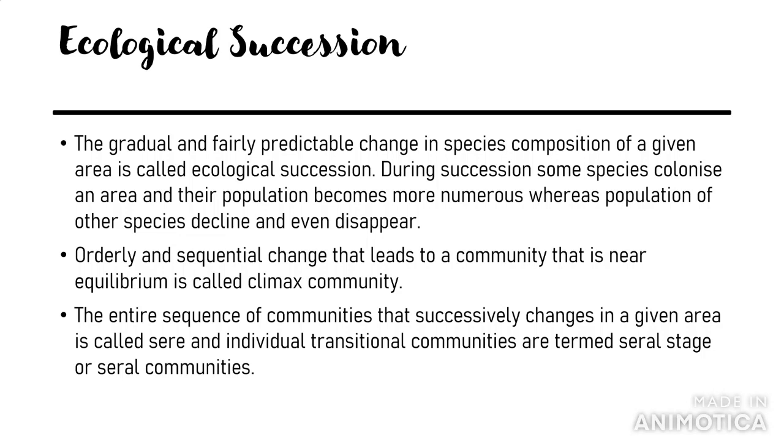Ecological succession. The gradual and fairly predictable change in species composition of a given area is called ecological succession. During succession, some species colonize an area and their population becomes more numerous, whereas population of other species decline and even disappear. Orderly and sequential change that leads to a community that is near equilibrium is called climax community. The entire sequence of communities that successively changes in a given area is called sere, and individual transitional communities are termed serial stages or seral communities.